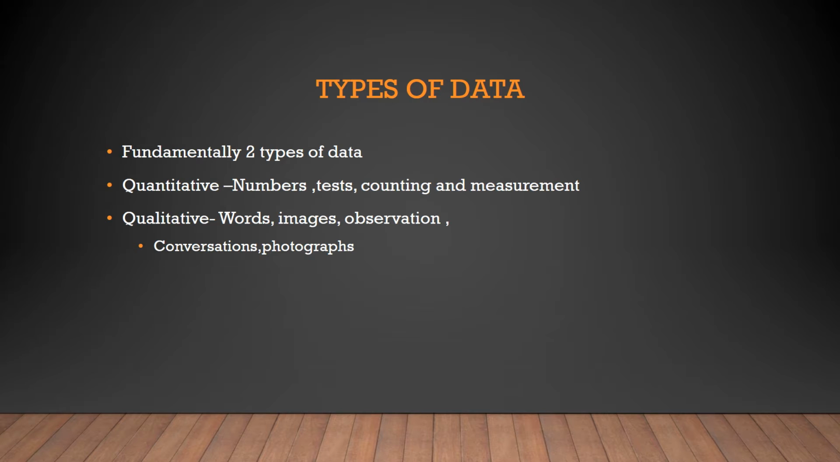There are different types of data. Fundamentally, two types of data are discussed mostly, and just brushing up your previous knowledge, I would be discussing the quantitative and qualitative data. So quantitative data are basically numbers. It deals with the tests, countings, and measurements. And the qualitative data is usually related to words, images, observations, photographs, and conversations.